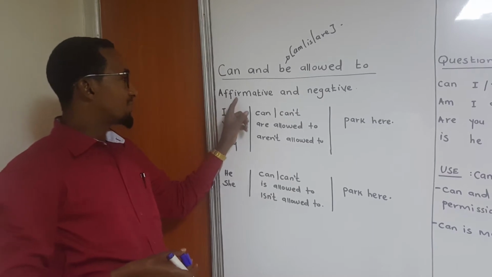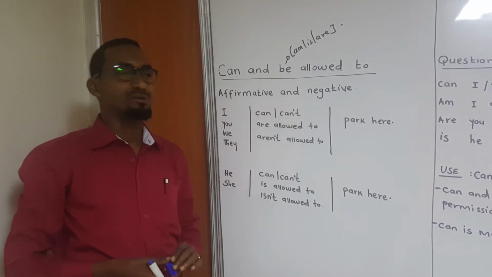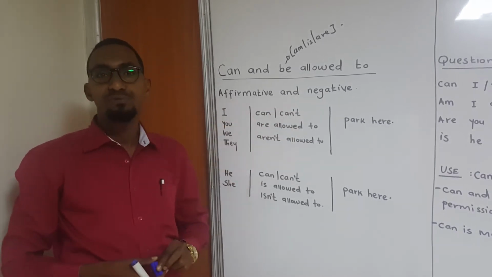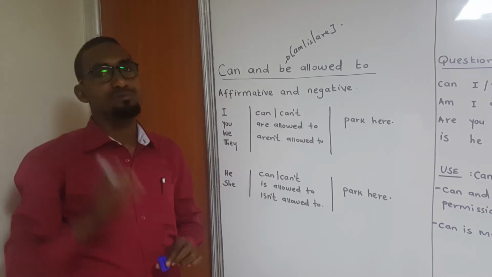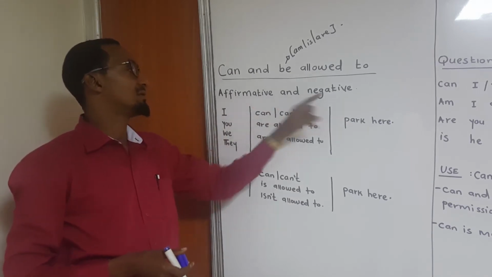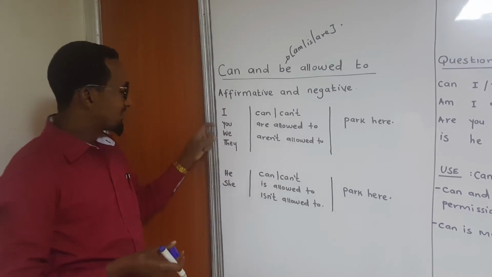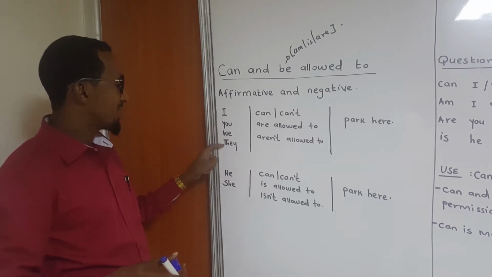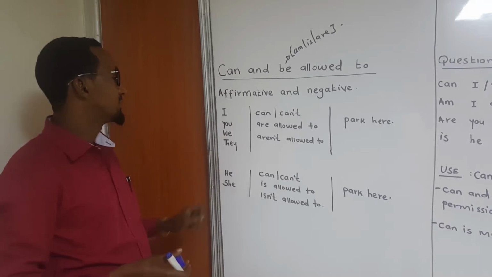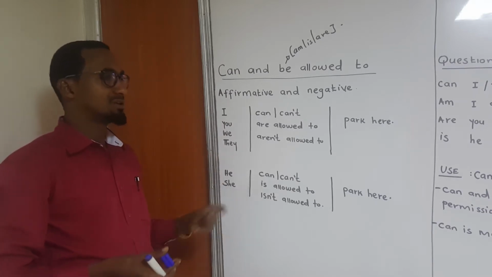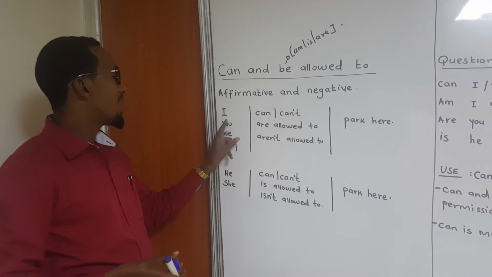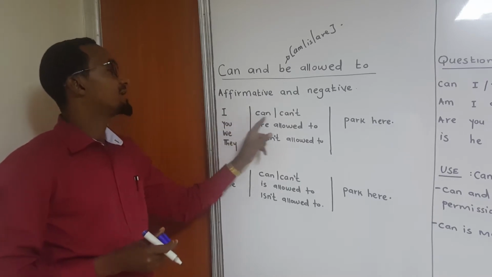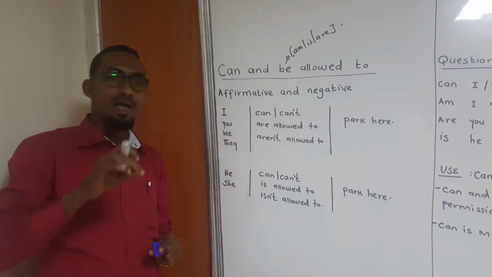We are going to look at the affirmative and negative. Affirmative is positive. So let's look at these pronouns: I, you, we, they, he, and she. We can also add it, but it is not necessary. I can say, I can park here.